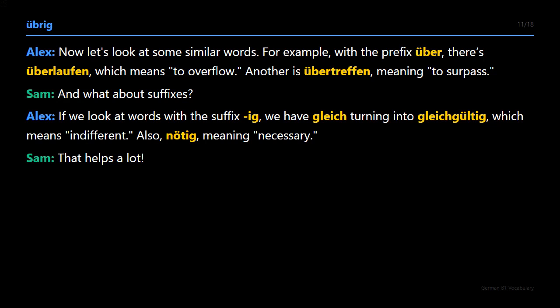If we look at words with the suffix, we have gleich, turning into gleichgültig, which means indifferent. Also, nötig, meaning necessary. That helps a lot.